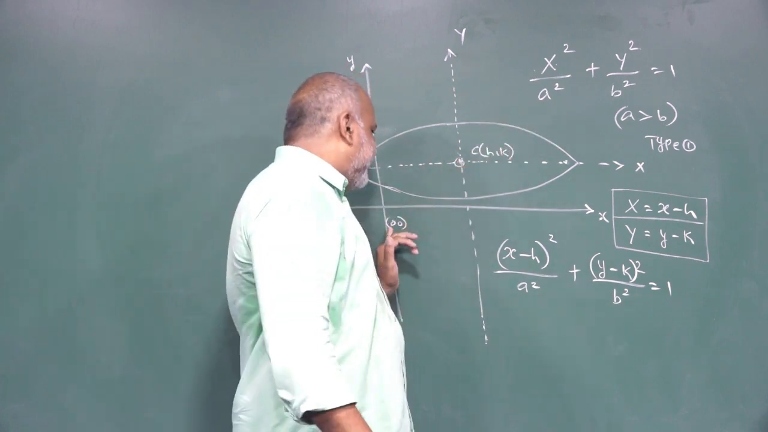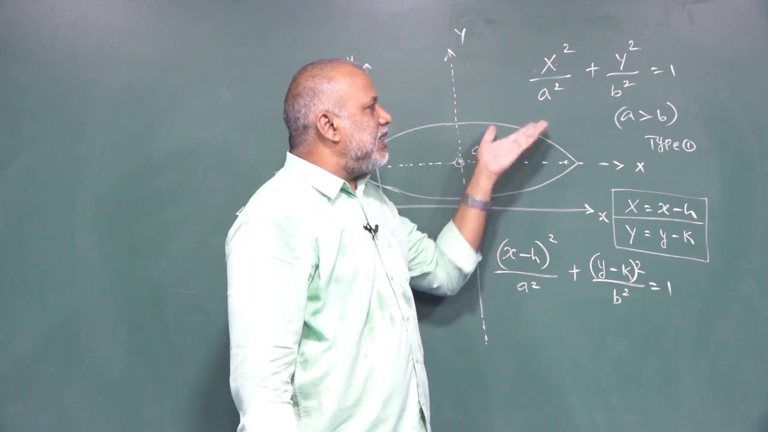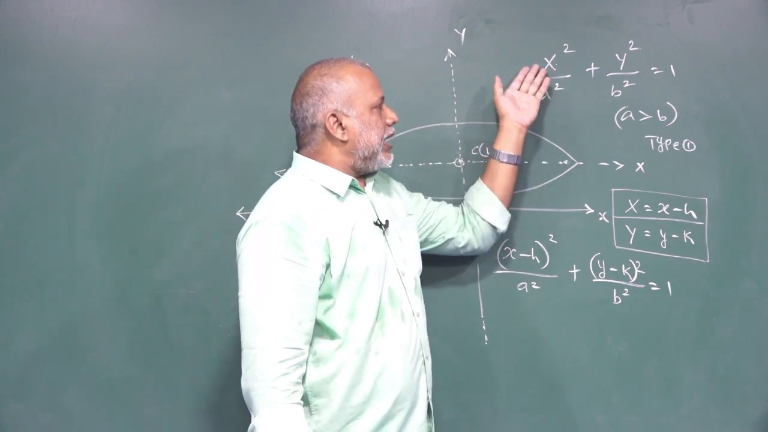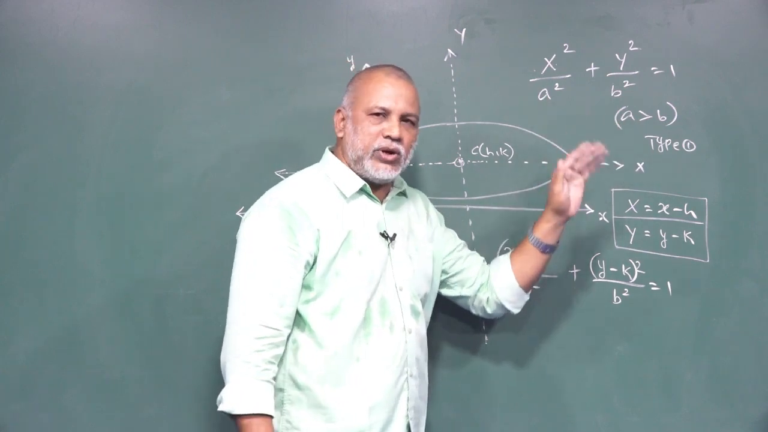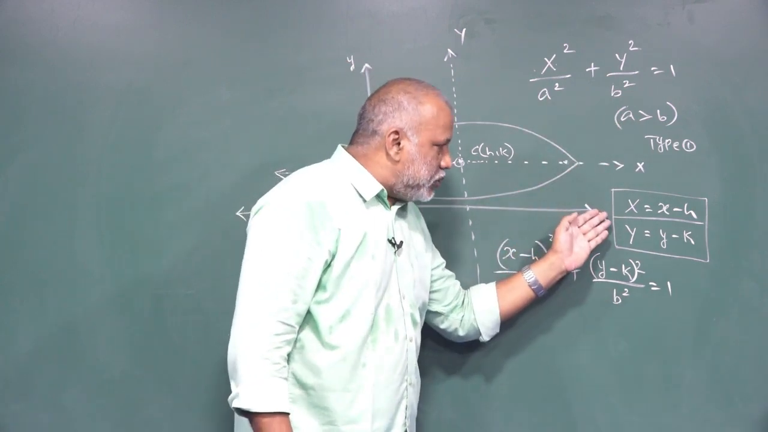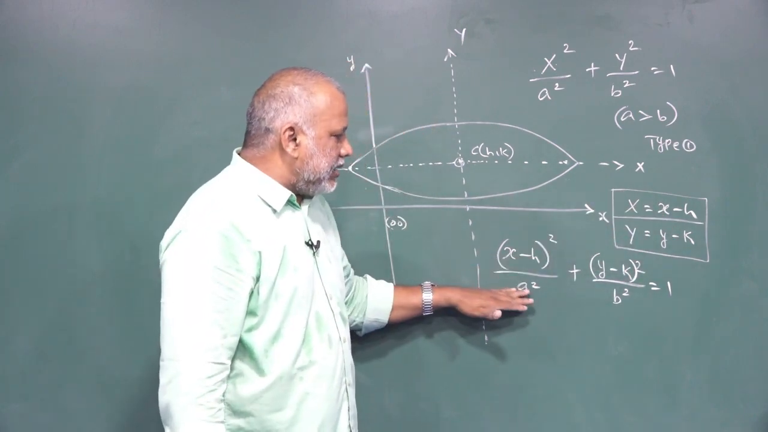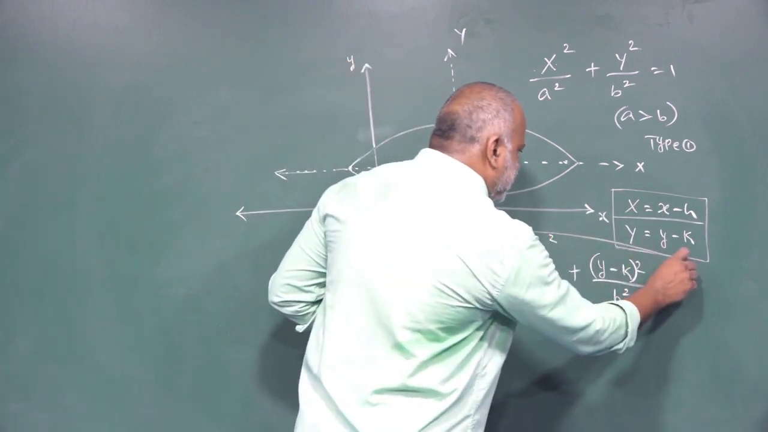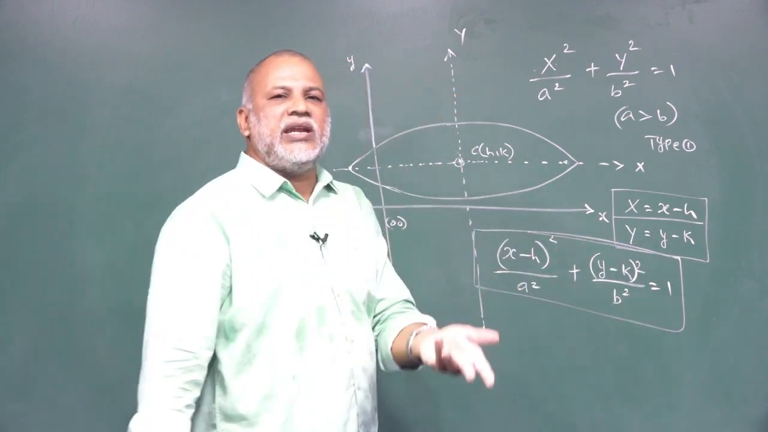Shifting the center from 0, 0 to some other place h, k, then we take the new axis. From this we are able to draw capital X squared by a squared plus capital Y squared by b squared equal to 1, a greater than b. This is called the type 1, major axis along x-axis. Then use the transformations: capital X equal to x minus h, capital Y equal to y minus k. This is the required equation of this ellipse. This is type 1. Suppose we need type 2.